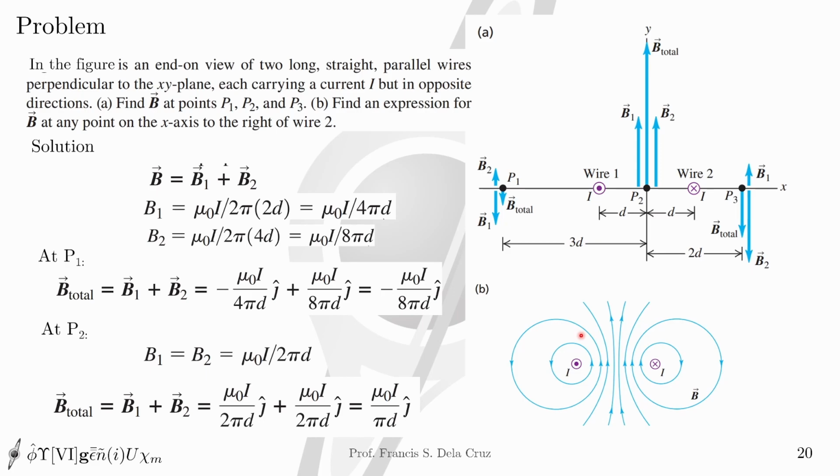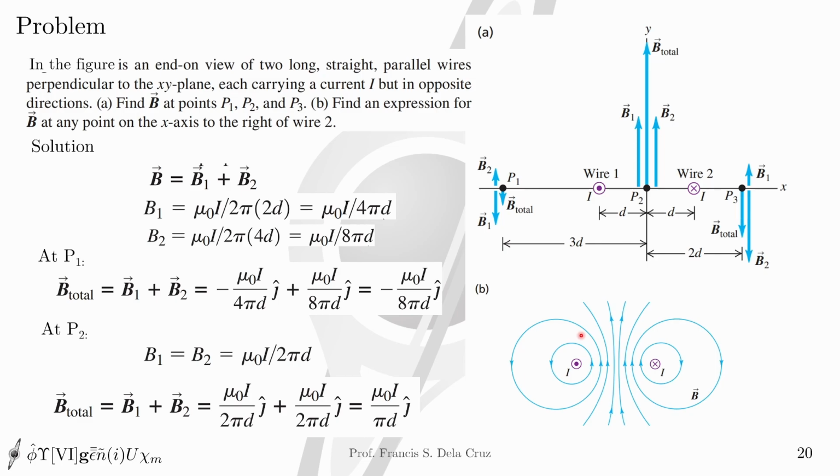In the figure is an end-on view of two long straight parallel wires perpendicular to the xy plane, as you can see. Each carrying a current I but in opposite directions. Letter A, find the magnetic field at points P1, P2, and P3. And letter B, find an expression for B, the magnetic field, or of course we know it as the magnetic flux density, at any point on the x-axis to the right of wire 2.